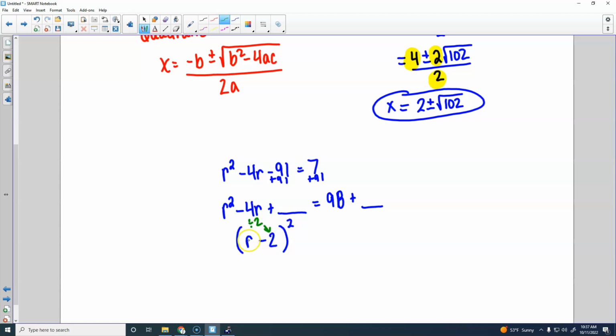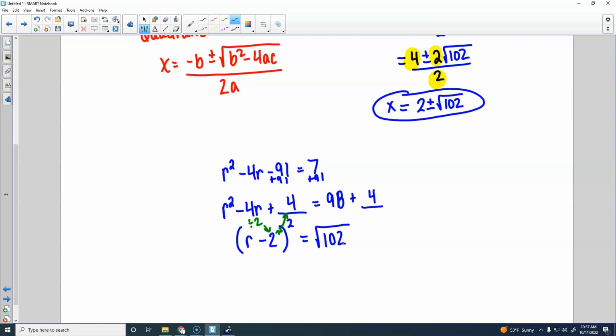And then if I multiply this back, if I square this double square, r squared is r squared. r times negative 2, doubled, gives us negative 4r. And then negative 2 squared gives us 4. So we're going to add 4 right here. So I am raising this to the second power to get the number that goes here. Okay. So if I add a 4 to that side, I have to also add a 4 over here on this side. Which means I now have r minus 2 squared equals the square root of 102.